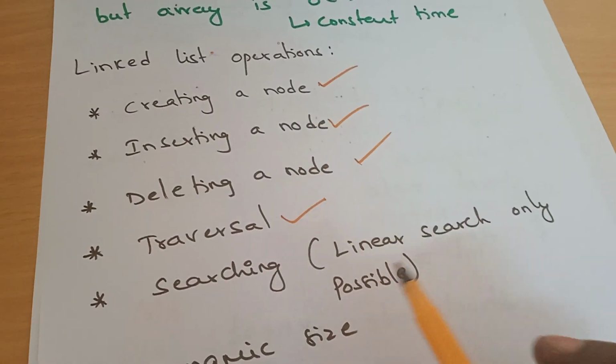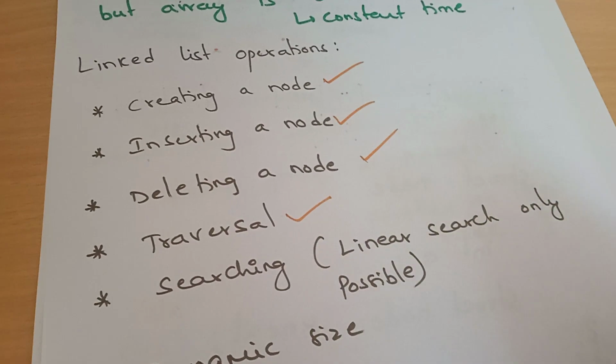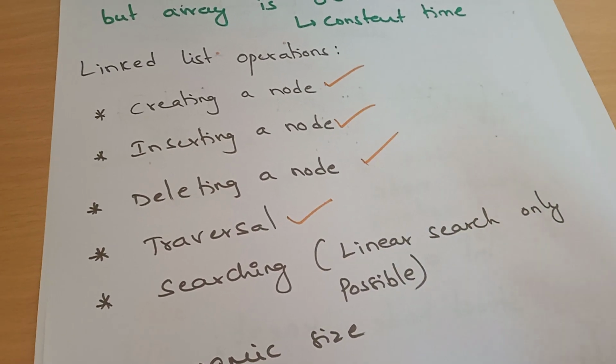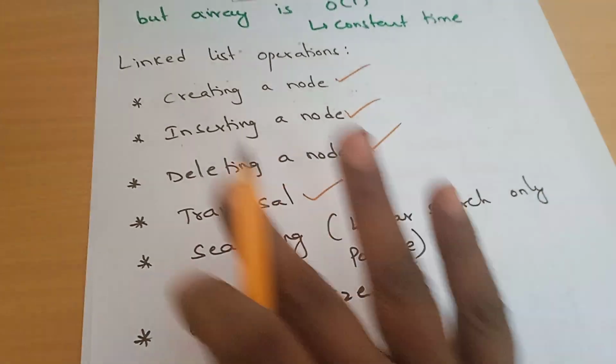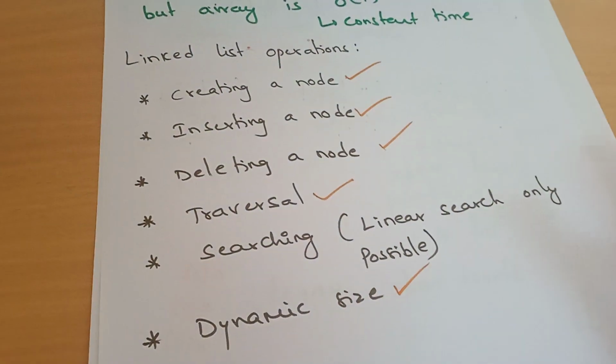The very important thing is, as I told you, it is a sequential access. It is only possible to search linearly. So obviously binary search is not possible with a linked list, and it is a dynamic size. That is a clean summary of linked list.